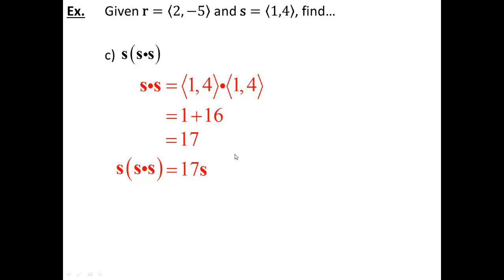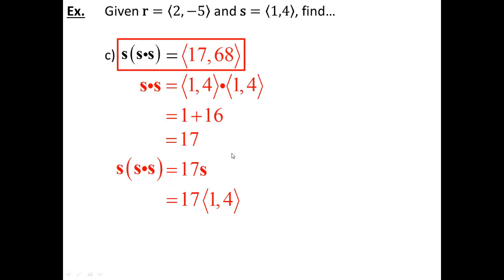So when I do that, it's now really a scalar multiplication, so I'm going to get 17 times vector 1, 4, which is 17, 68. On this one, I had 3 vectors being multiplied, so it makes sense that I would have a vector as my answer. It's just like if I have 2 negatives, I get a positive, but if I have 3 negatives, I have a negative. 2 vectors, I get a scalar. 3 vectors, I would be back to a vector.